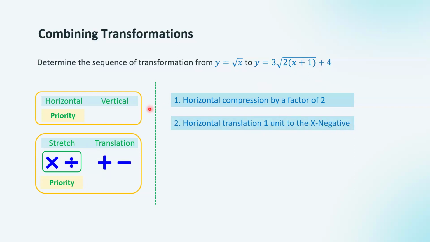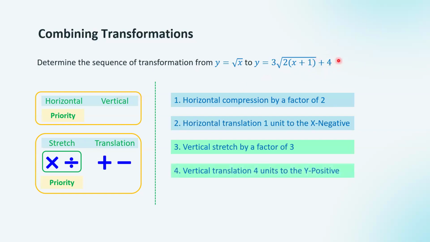Okay? Now the next one, vertical stretch. By what factor do we stretch this vertically? By a factor of 3. Vertical stretch by a factor of 3. And the last one, vertical translation. By how much do we translate this vertically? We use this number, plus 4. So vertical translation, 4 units to the y positive. If you don't believe me, you can try to work on these steps by yourself, and eventually you will obtain this specific function. Okay? So this is actually the rule for determining the sequence of transformation.